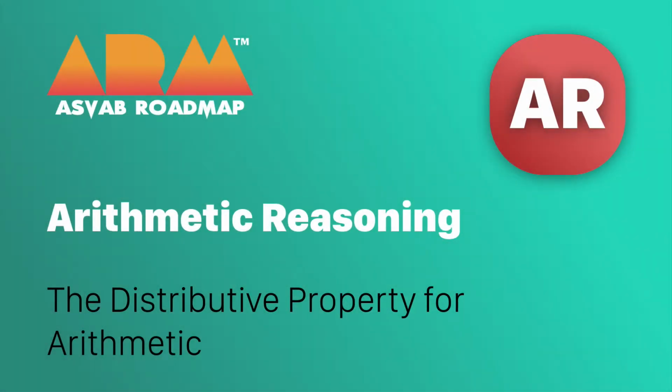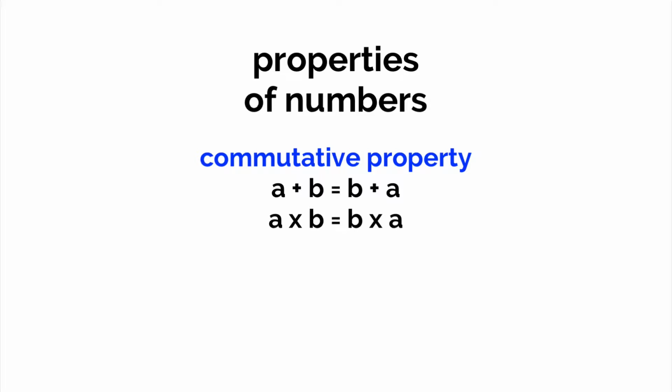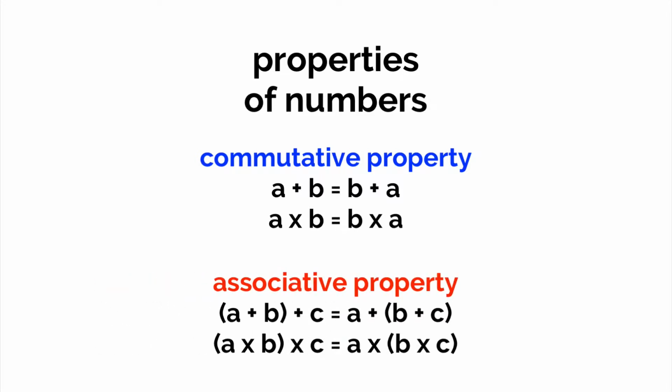Today, we're going to talk about the distributive property for arithmetic. So let's get started. As we learn math, we will see that there are certain properties of numbers that are very important. We already learned about the commutative property and the associative property. And we saw how addition and multiplication abide by these properties, while subtraction and division do not.